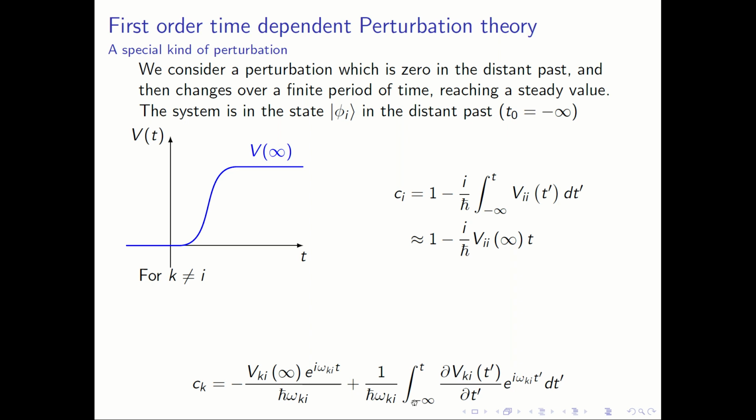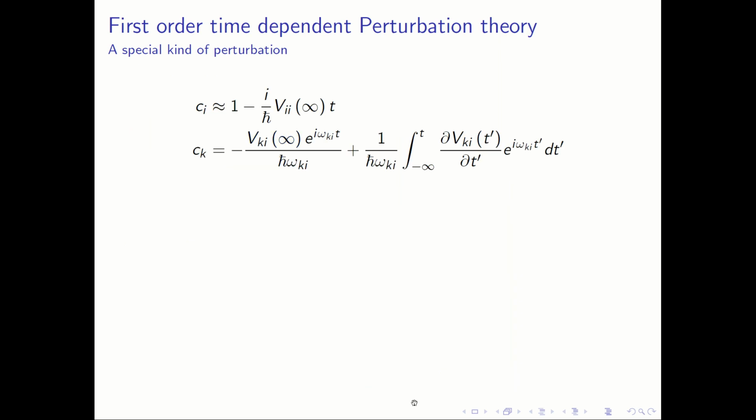So our expressions for Ci and Ck, that is all the k's which are not equal to i, are given by these. Ci is 1, nearly 1. The perturbation causes it to change from 1 to 1 minus i by h cross vi infinity. Ck has one contribution from Vki infinity, and the rest of the contribution is actually from, although it looks like an integral from minus infinity to t, the contribution really comes from the small or at least finite period of time over which Vki changed with time.